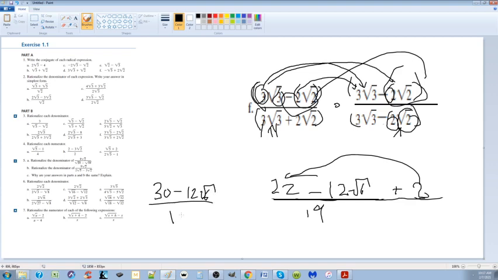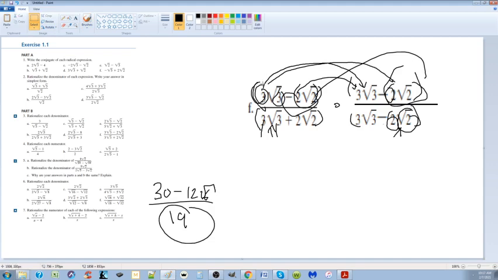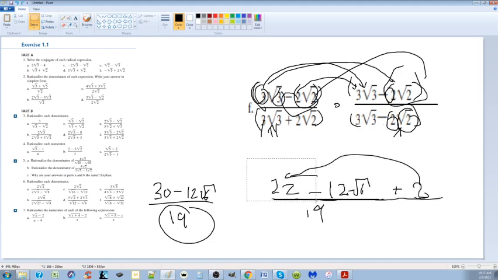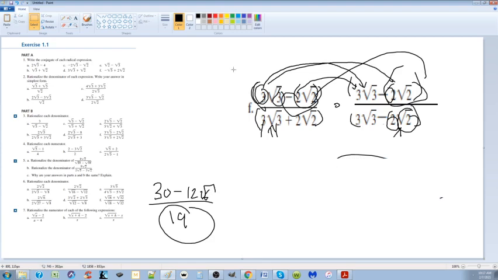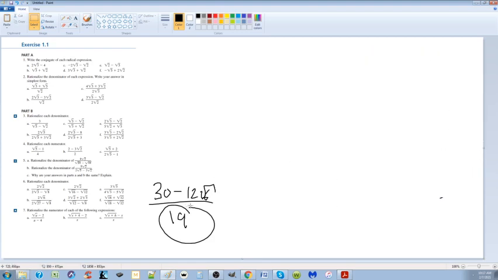over 19. Now 19 is a prime number. It can't be divided by anything. So there's no way you're going to simplify with the denominator at all. So that is going to be your final answer, assuming I didn't make any arithmetic errors. I do make arithmetic errors. If that had been 18, and if I made an arithmetic error, then so be it.